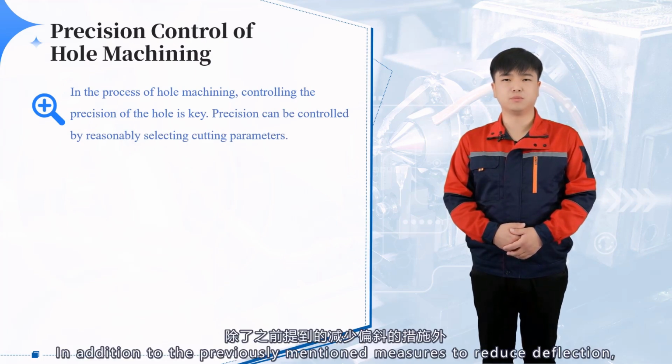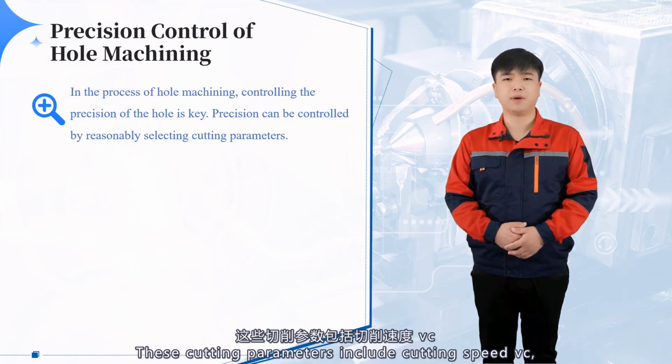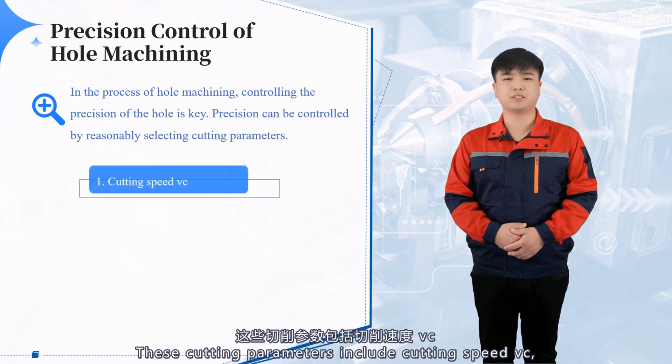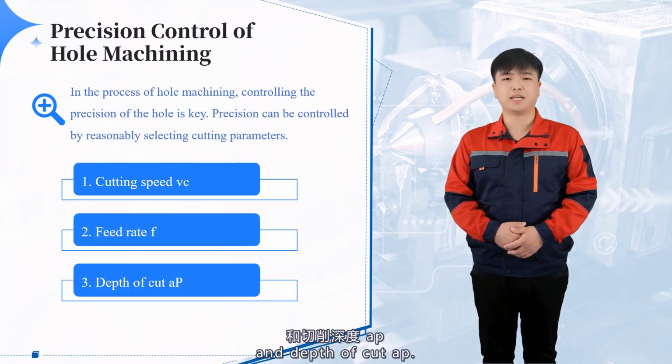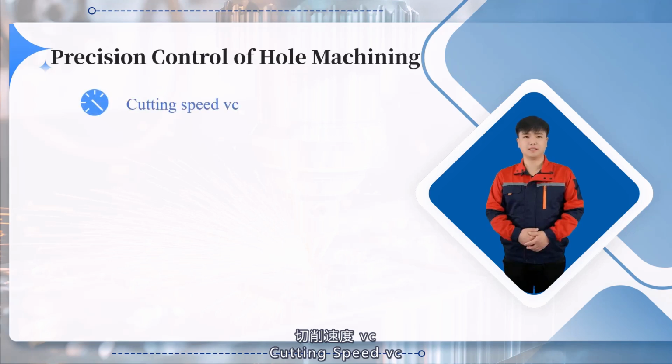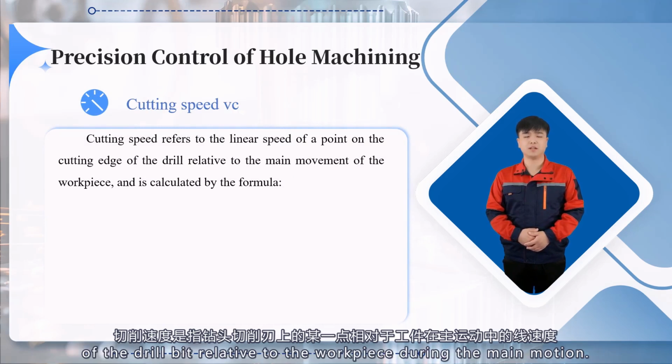In addition to the previously mentioned measures to reduce deflection, precision can also be controlled by reasonably selecting cutting parameters. These cutting parameters include cutting speed (Vc), feed rate (f), and depth of cut (ap). Cutting speed. Cutting speed refers to the linear velocity of a point on the cutting edge of the drill bit relative to the workpiece during the main motion.